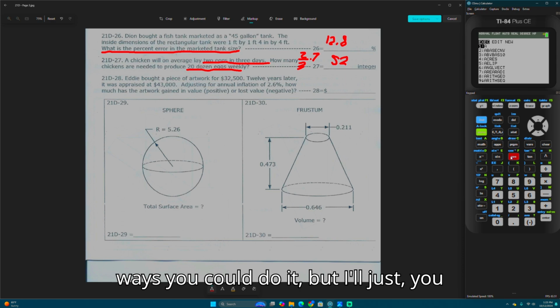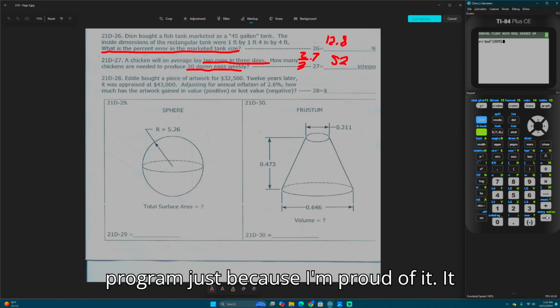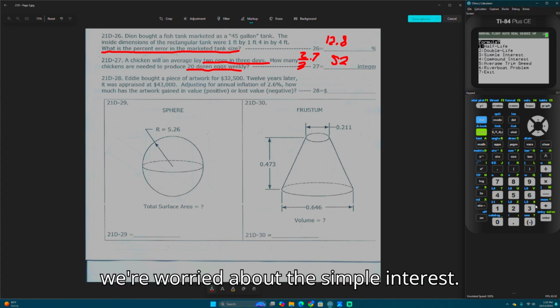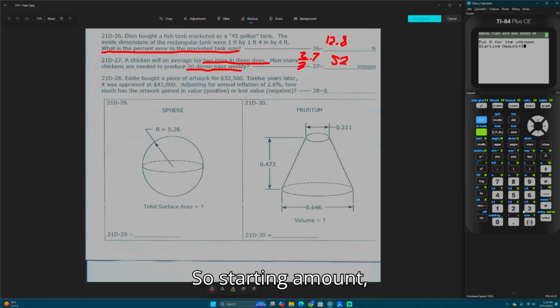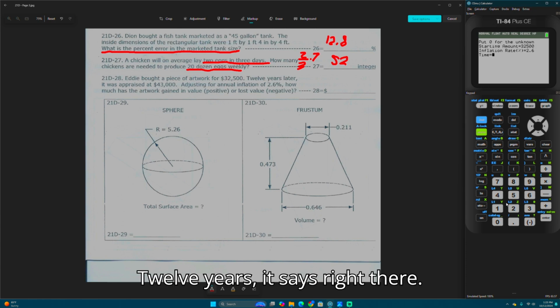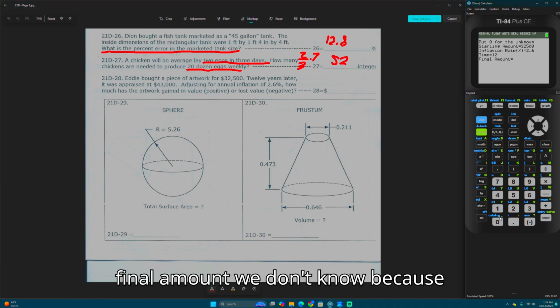Now this is an inflation problem. There's other ways you could do it, but I'll take the time to show you my program just because I'm proud of it. It has a whole bunch of stuff in here, but we're worried about the simple interest. So starting amount 32,500. There we are. Inflation rate 2.6. And this is also showing you how to use it. That's why I do this. 12 years, it says right there. 12 years. And the final amount, we don't know.